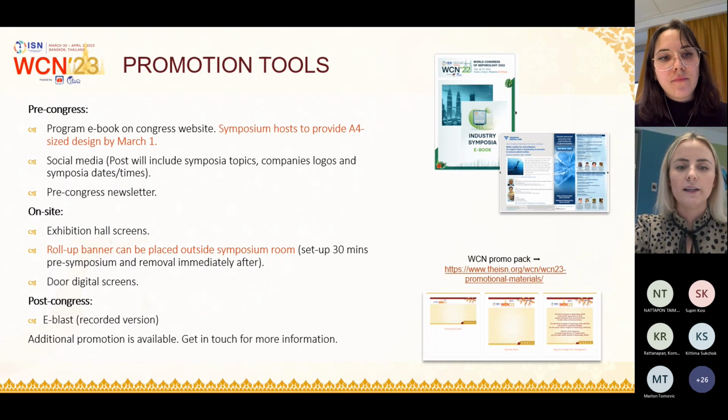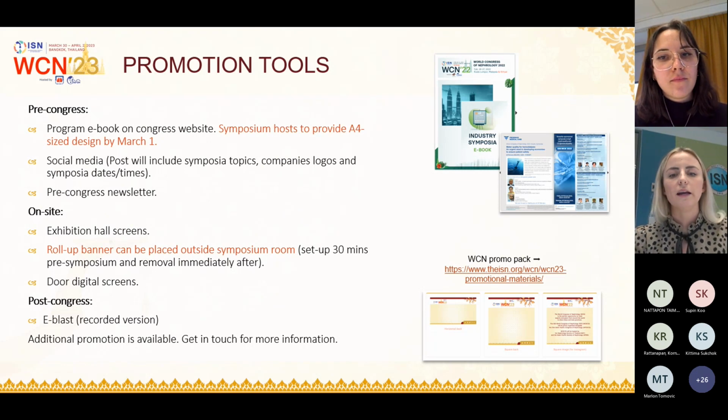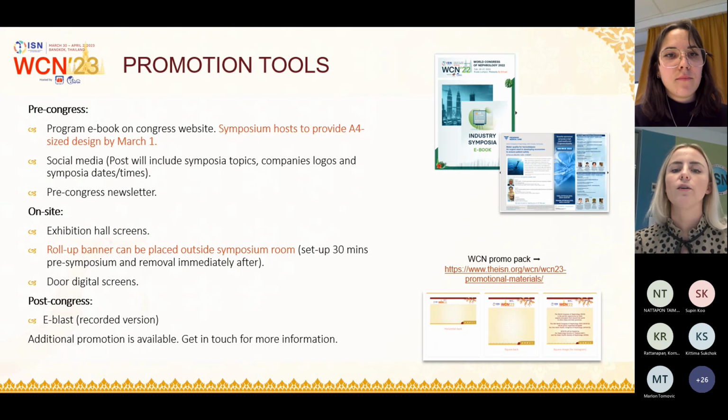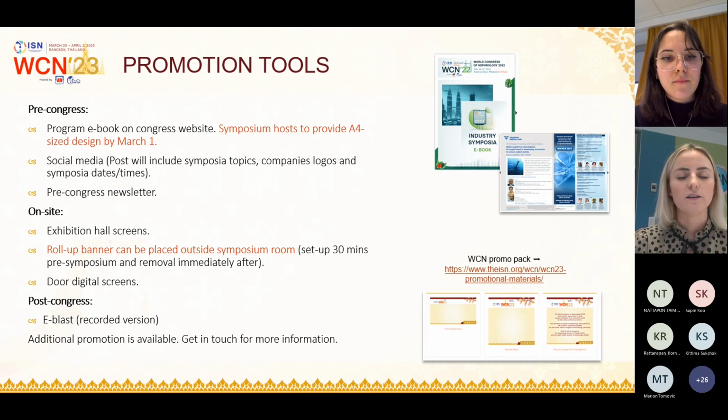So here's what you can expect in terms of promotion from ISN, pre-Congress, during and after. We will communicate your Sympo program before the Congress through various channels. I put in red font where we will need you to provide some material to do so. So that's clear, but first we will host on the WCN website. This will be an interactive program book, so delegates can flick through programs. Please send us an A4 sized visual.